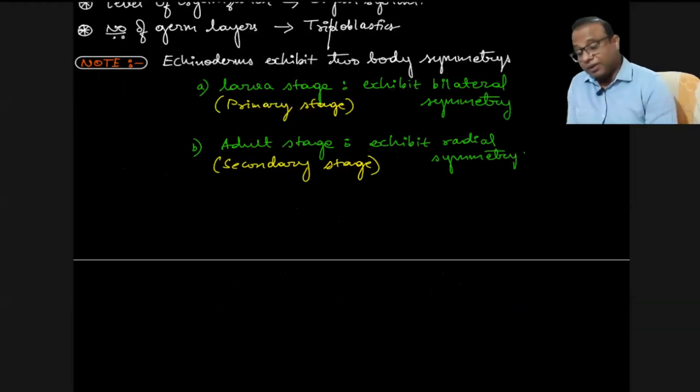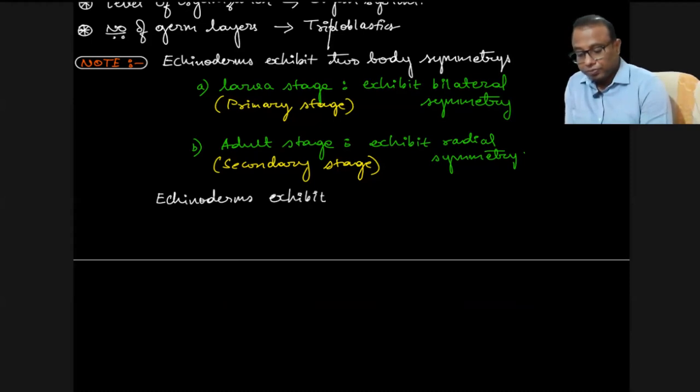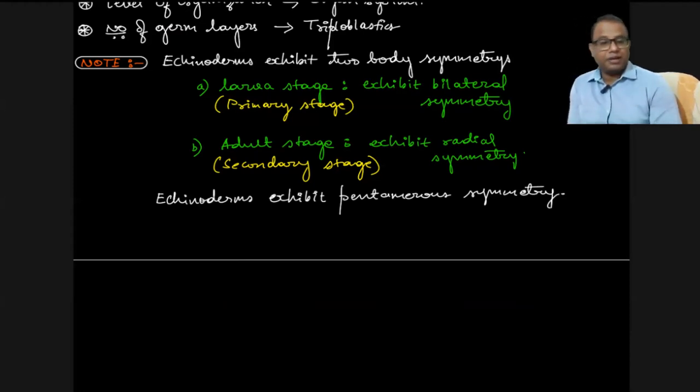And also, there is another important point. They exhibit pentamerous symmetry. So body parts are arranged as five repeated units. So that is the next note point that I'm going to give you. Echinoderms exhibit pentamerous symmetry. So body parts are repeated how many times? 5 times. For example, you take starfish. There are how many arms in starfish? 5 arms. Yeah, so that is the meaning of pentamerous.